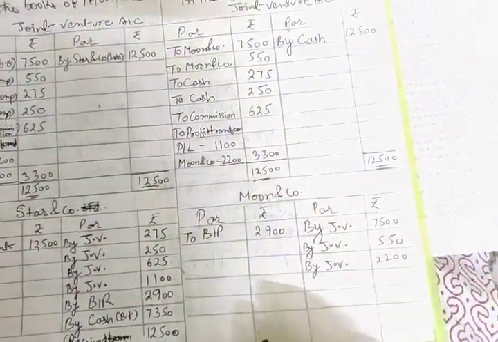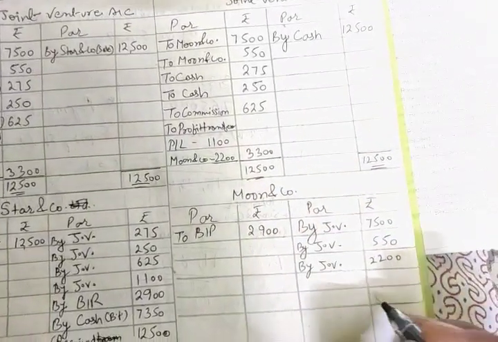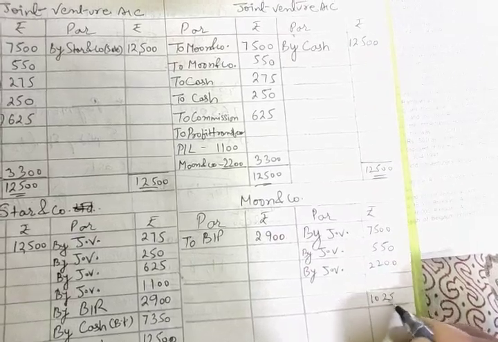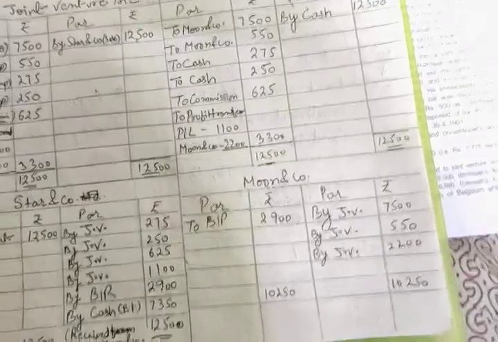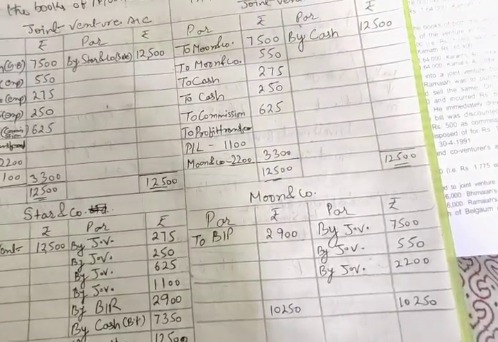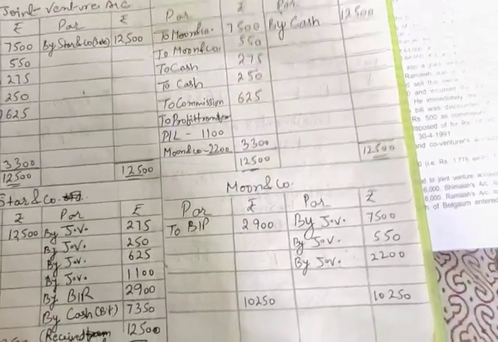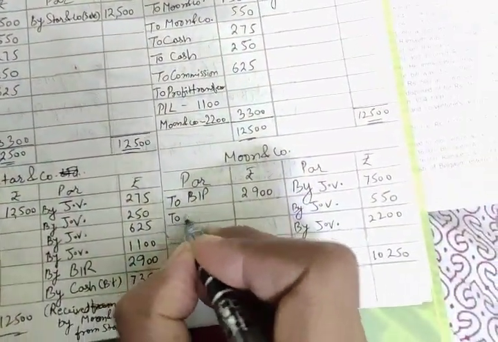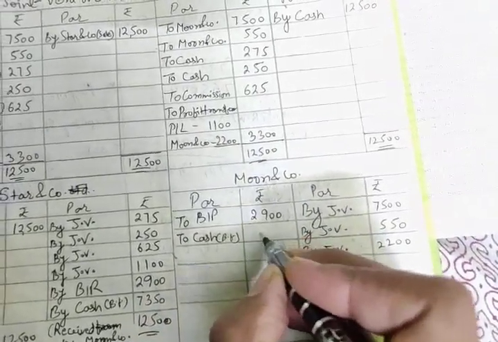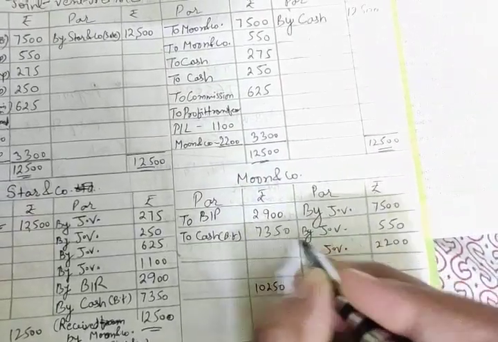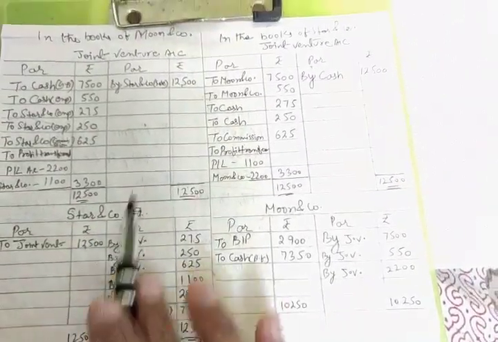Now again what we have to do? Again we have to make the total and calculate the balancing figure. If we make the total, we will get 10,250. Okay, and if we take the difference, 10,250 minus 2,900, we will get the amount, which we again have to write in terms of cash. It is the balancing figure, 7,350.